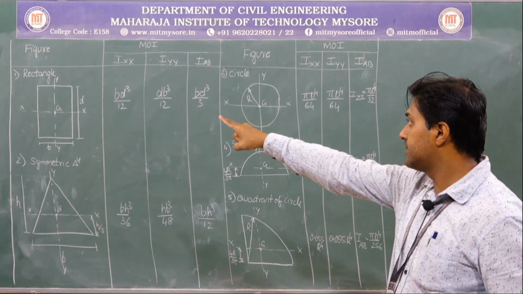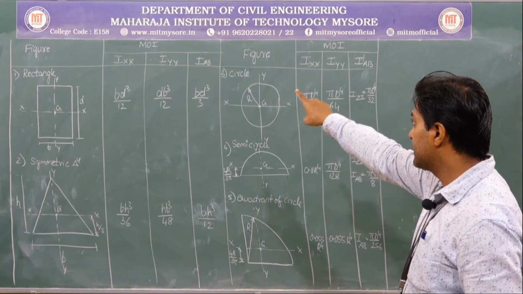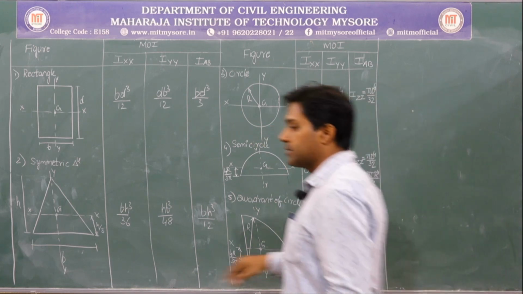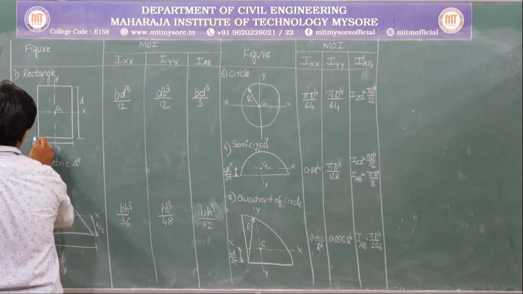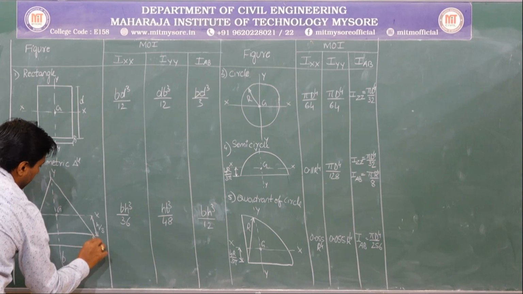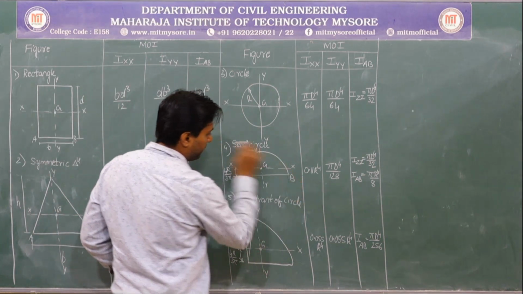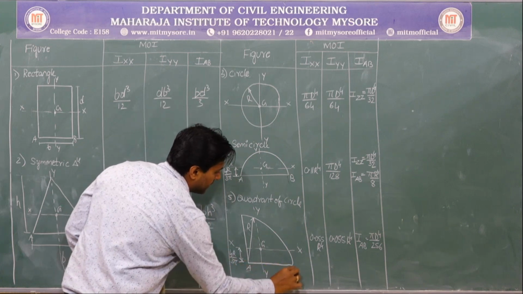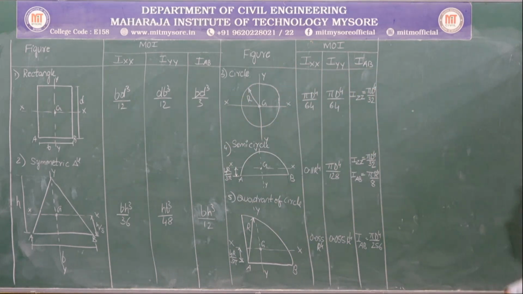The first one is the rectangle: about x axis, about y axis and about the base AB. Here I need to write the base AB. This is also base AB. Here also it is AB and here also it is AB. Please make a note of it.